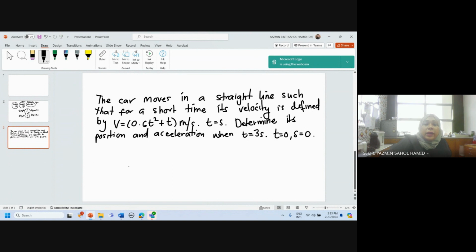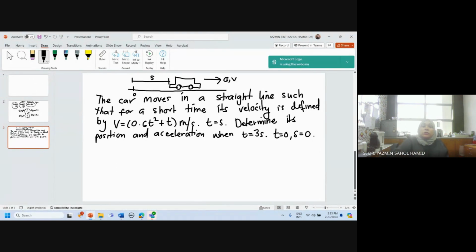Okay, so we have a car here. Let's draw the car. So let's say it's moving in a straight line, going to the right here. The acceleration and velocity are to the right. And then let's say it starts from here. So this is the position s.